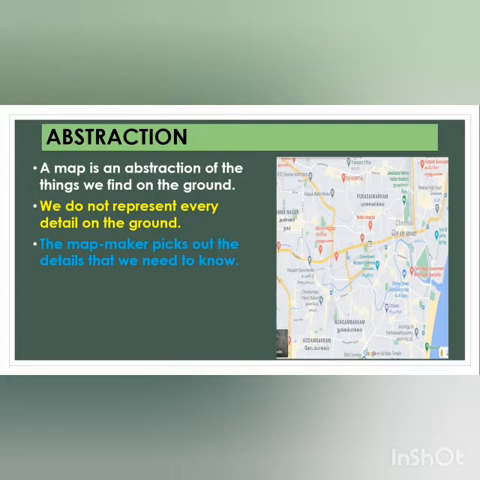Another type of map is a workers map. A workers map is not interested in whether a road is a one-way street or a two-way street. So such details are ignored here. A map will show only the essential things. Unnecessary things are hidden or ignored. So a map is a good example of abstraction.